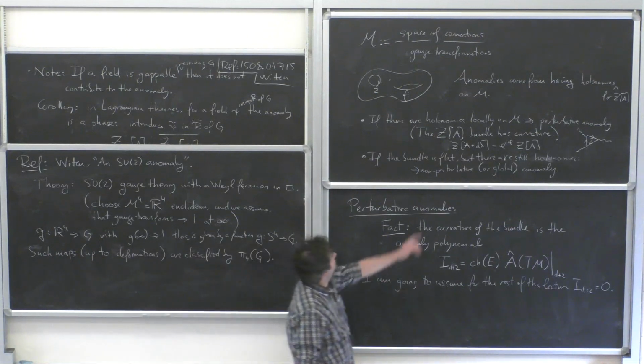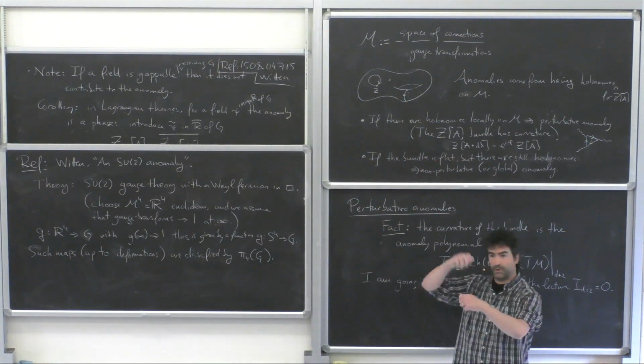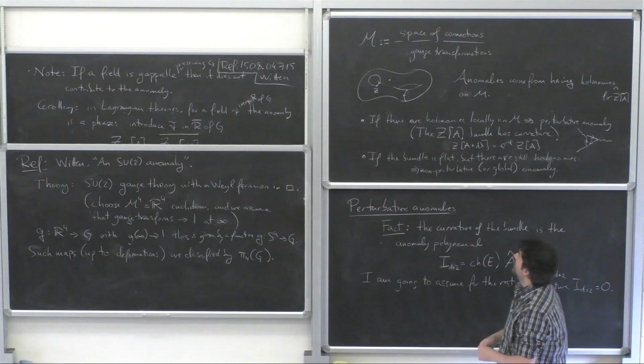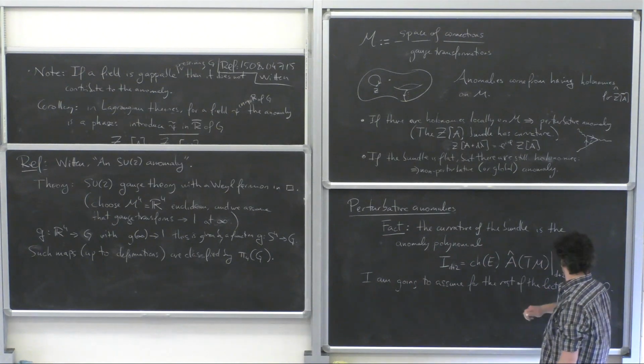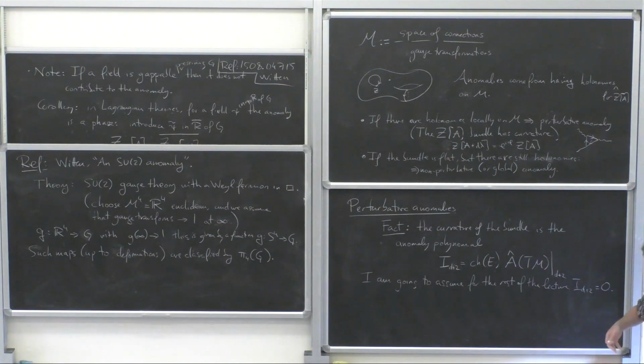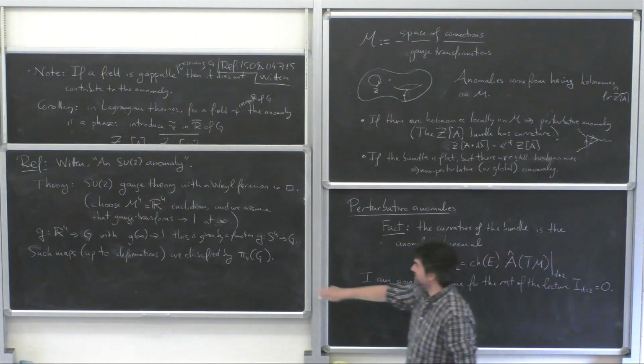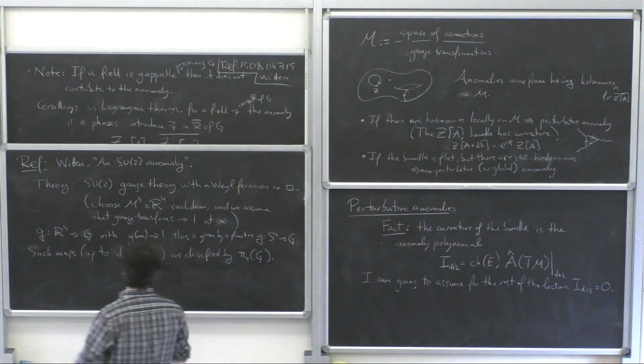Now, if I want to see a phenomenon like that, a holonomy, and if I have no curvature, it means that if I can deform my path to the identity, I won't see any anomalies. It must be that I have some G that's in a non-trivial class in pi 4 of G.